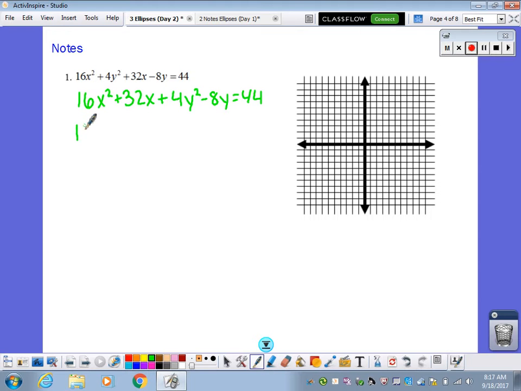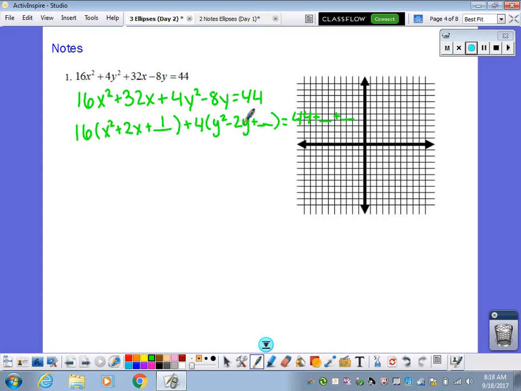So when we do this, we take out 16, we're left with x squared plus 2x, and I'm going to leave a plus blank, which I'm going to talk about in a second, plus 4 times y squared minus 2y, also plus blank, is equal to 44 plus blank plus blank. So what we're going to do now is we're going to need to complete the square 2 times. So here, we take this number, we split it in half, and we square it. That's going to give us 1.